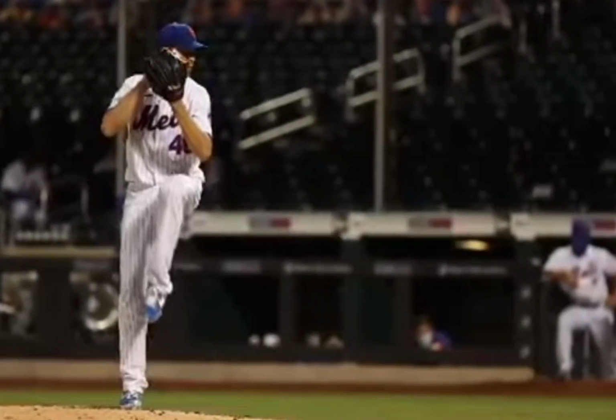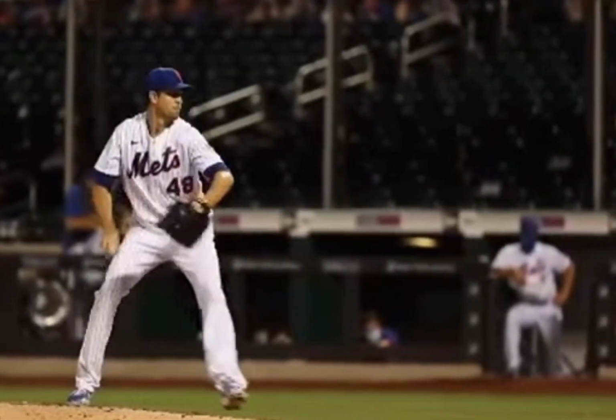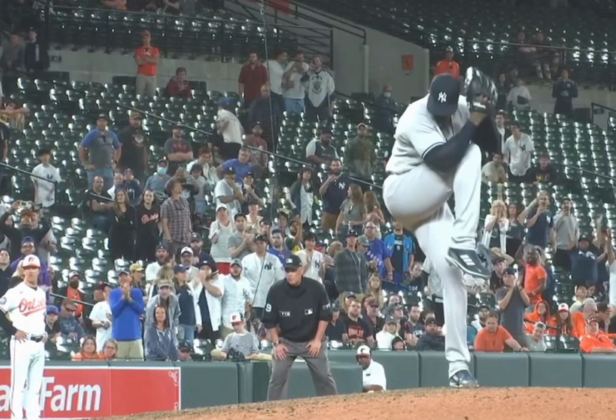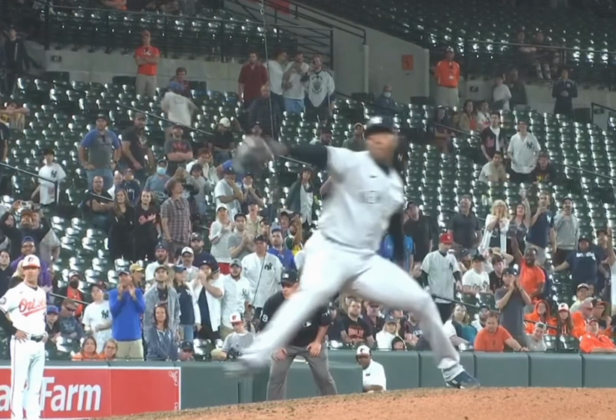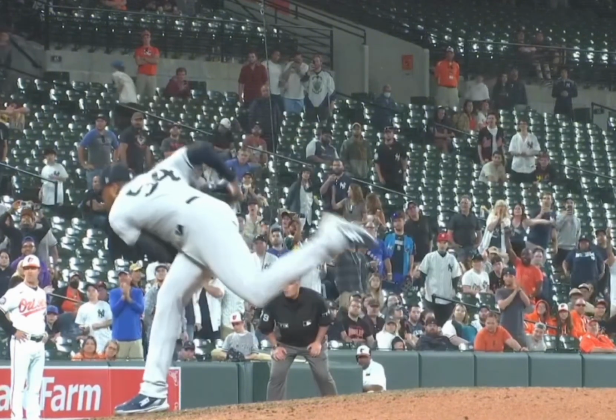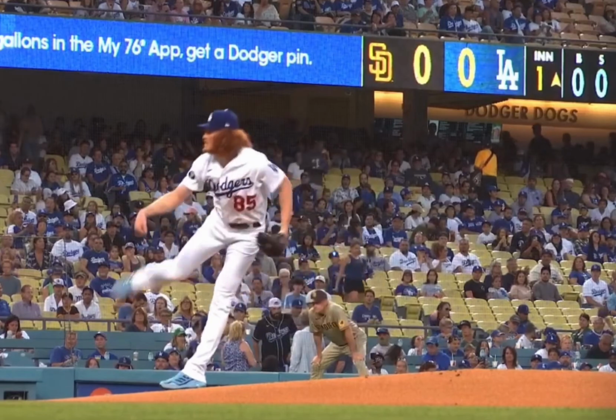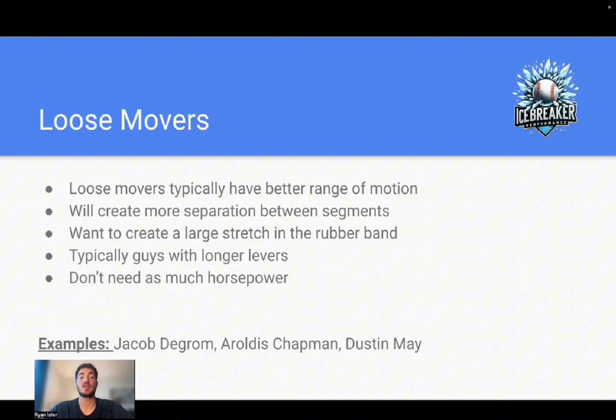So examples of this: Jacob deGrom, Aroldis Chapman, Dustin May. These guys are all very loose movers. They get into very deep ranges of motion. And because of that, they're able to send a lot of energy up the chain to each segment through stretching that rubber band. And again, all these guys throw 100 miles an hour.